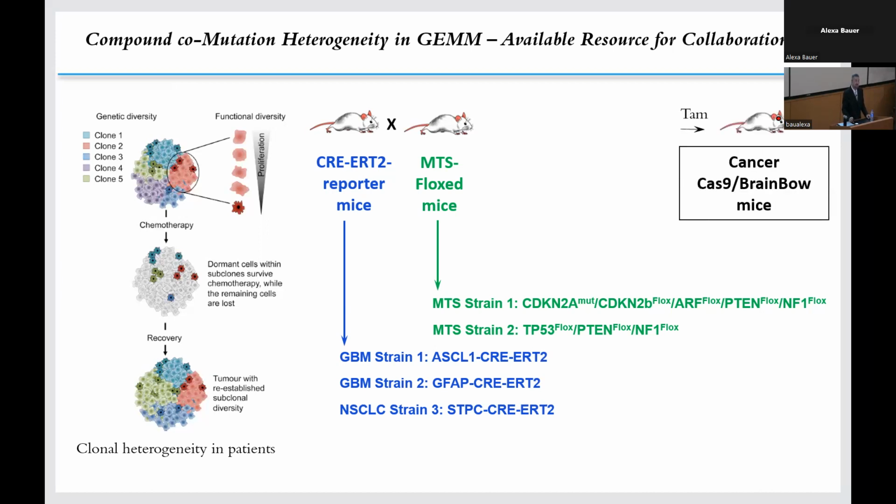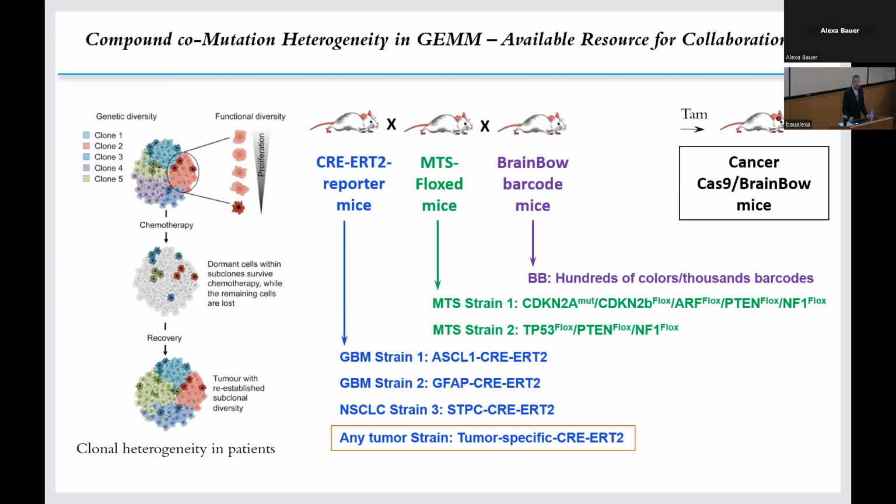Then we added 2 additional genotypes to these models. We call them the cancer Cas9 rainbow mice. As I mentioned, they can be used for any tissue-specific expression, but more importantly, they incorporate the rainbow barcode that gives you hundreds of colors that could be detected by sequencing, RT-PCR, or flow. And also express Cas9.